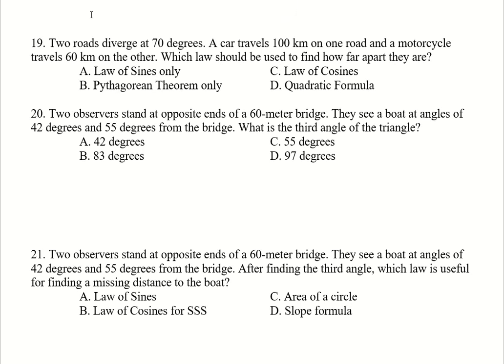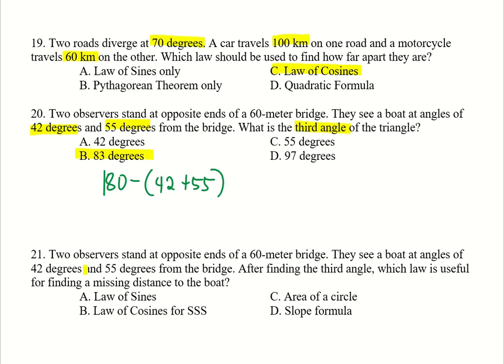Okay, so for 19, we'll have to use law of cosines. Okay, so we have two sides and an included angle. Law of cosines. 20. Two observers stand at the opposite ends of a 60-meter bridge. They see a boat at angles of 42 degrees and 55 degrees from the bridge. What is the third angle of the triangle? So again, they were asking for the third angle. So we have 42 and 55. So just subtract it from 180. Okay. So for number 20, we'll have letter B, 83 degrees.